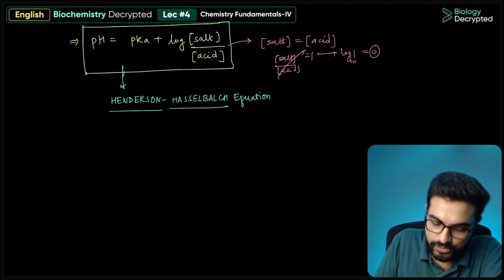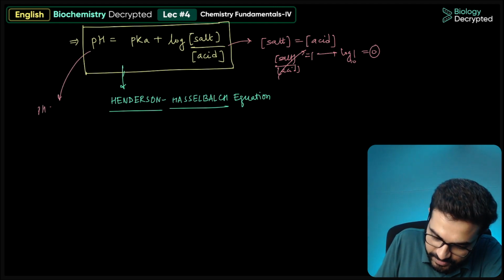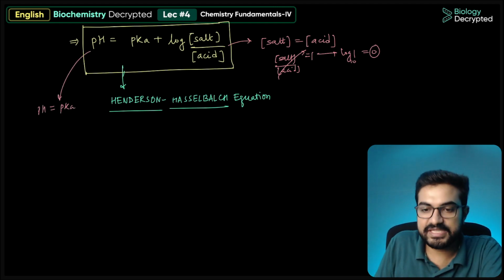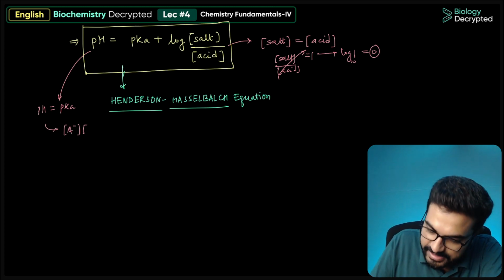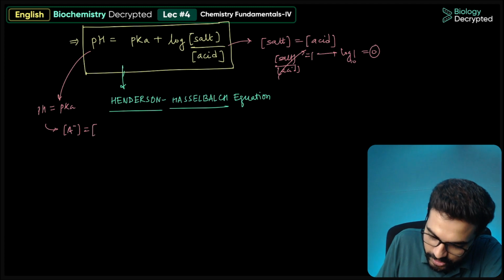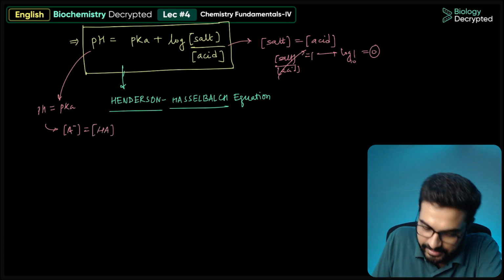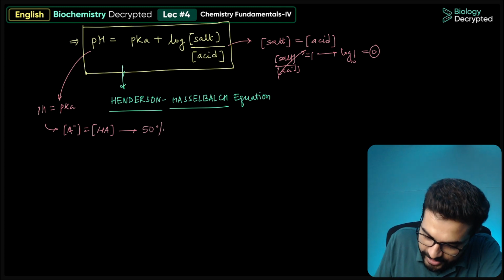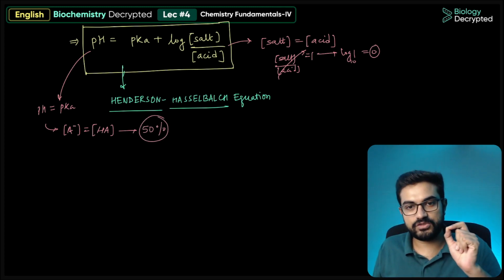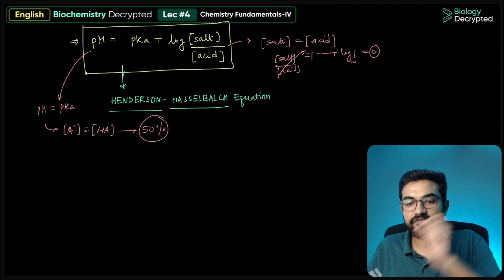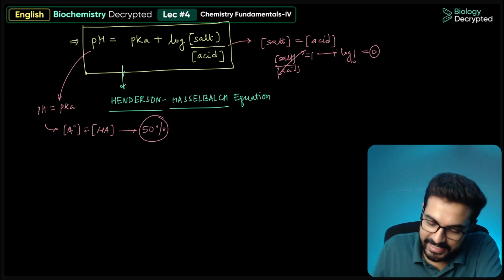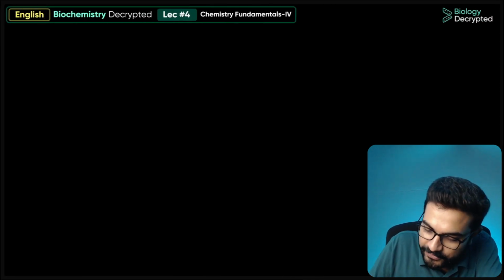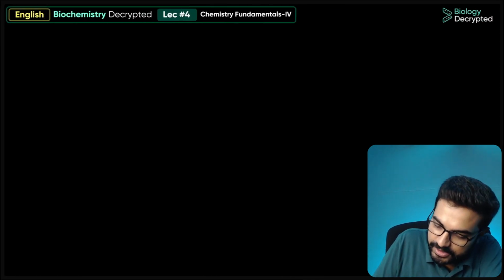Also, the converse is true. When pH is equal to pKa, then obviously the concentration of A-, that is the concentration of salt, will be equal to the concentration of acid, and this is the point where the acid will be 50% dissociated. This is also an important point to note. Now, let's finally come to the concept of buffers. Let's talk about buffers.